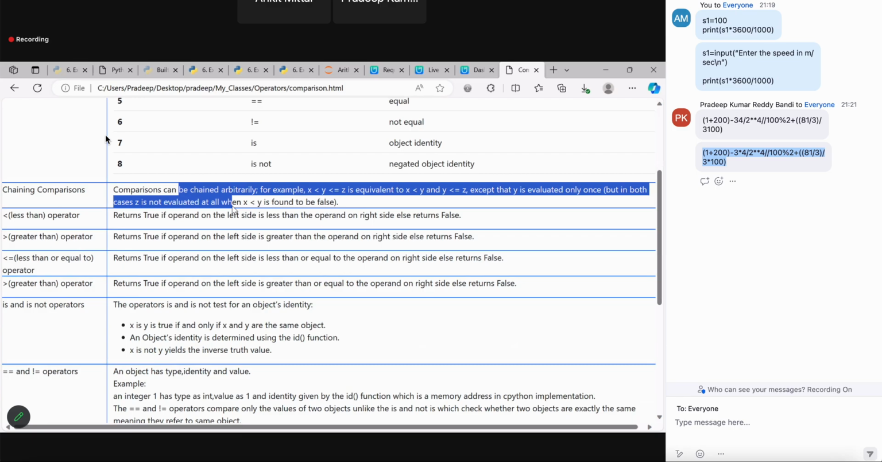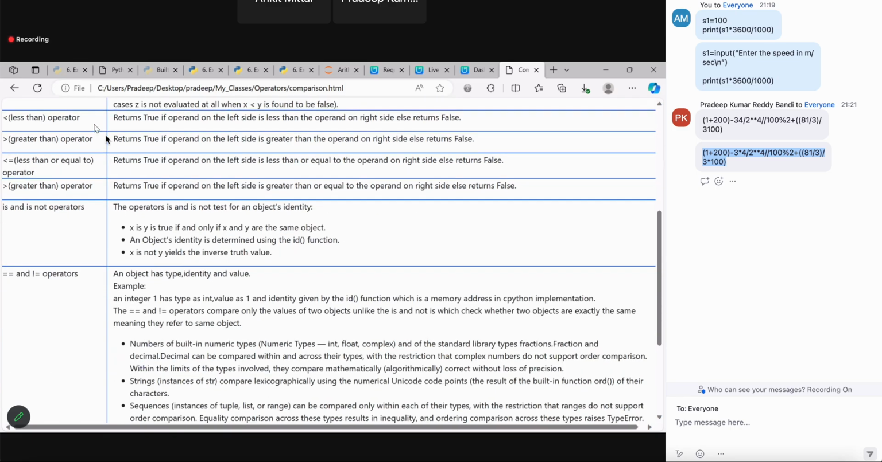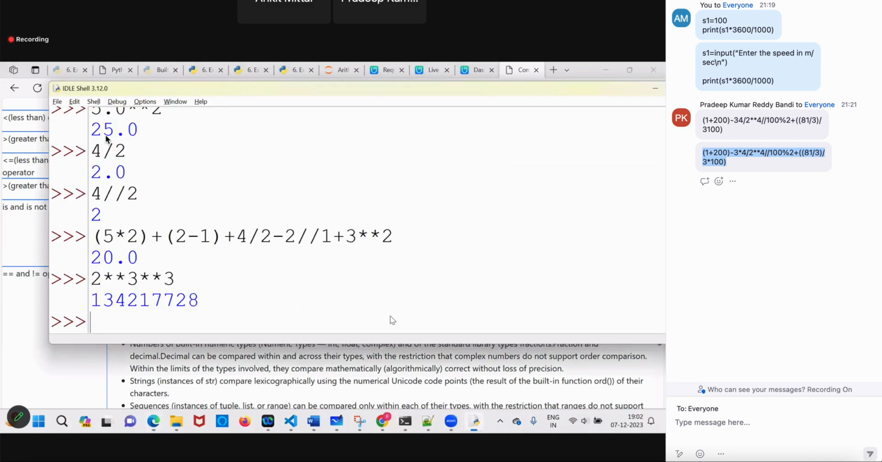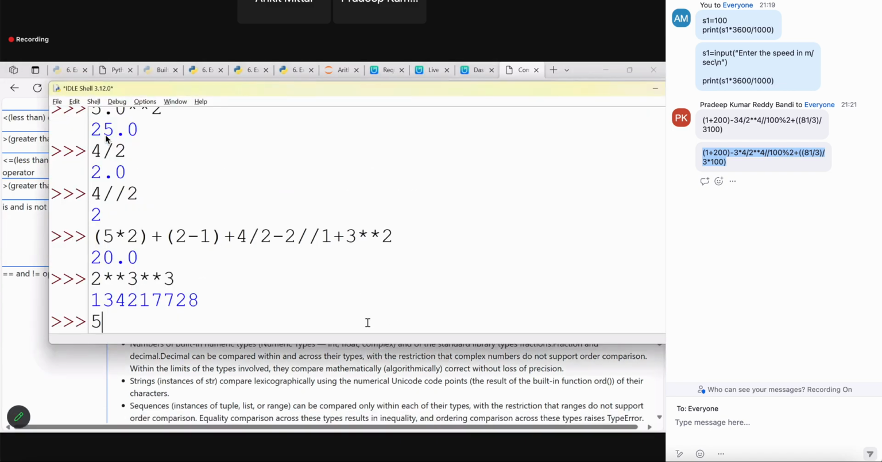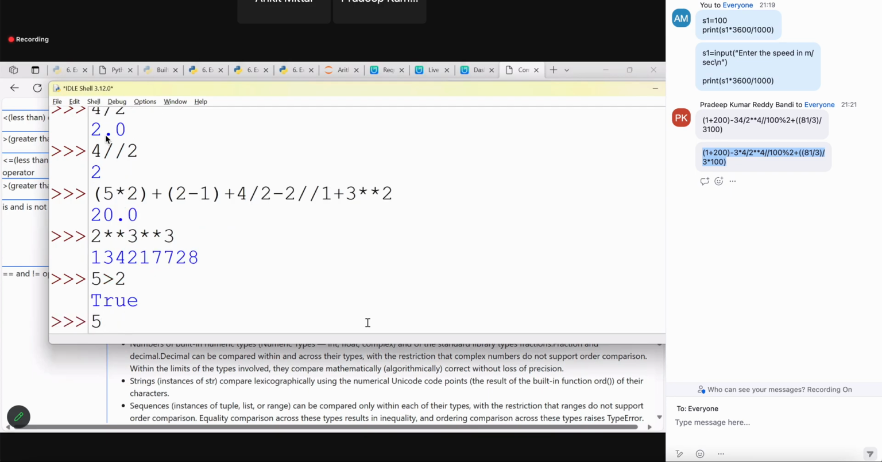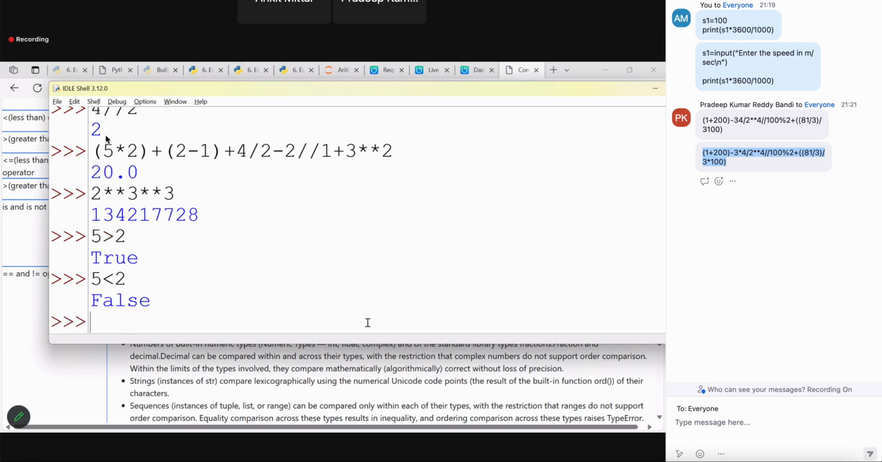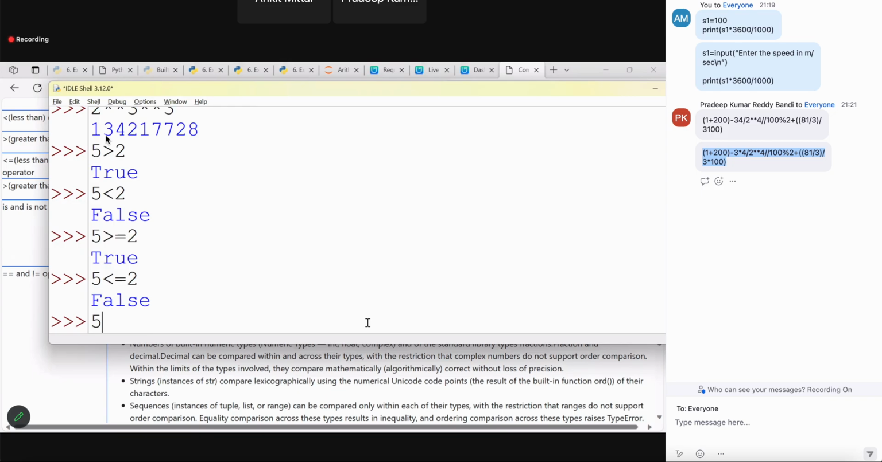We'll come to chaining comparisons after Boolean, but with only comparison operators, simple less than means if the left operand is less than the right operand, then it will return true, else false. Normal mathematical case. The result will always be of Boolean data type. 5 less than 2, 5 greater than or equal to 5, less than or equal to 5. Like this.